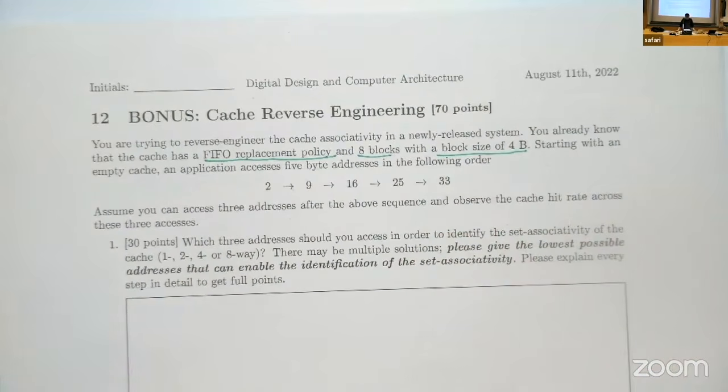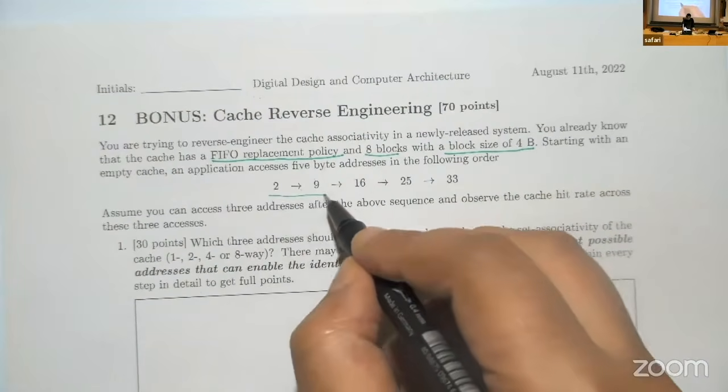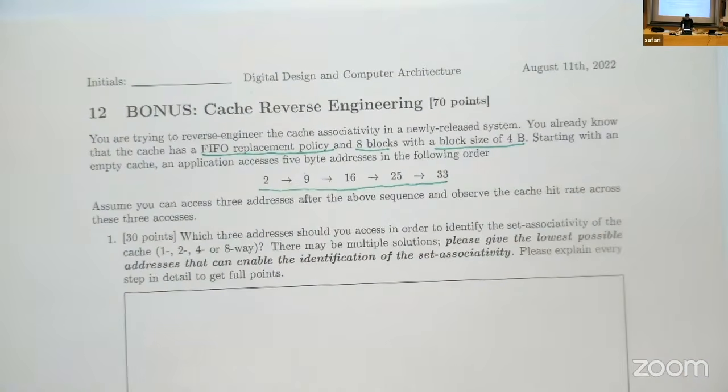So we'll start with an empty cache, and then the application accesses 5 byte addresses in the following order. And this is the order of accesses that we have. So what do we do with this? We assume that you can access 3 more addresses after this access, and then observe the cache hits across these 3 accesses. So this is the premise of the question.